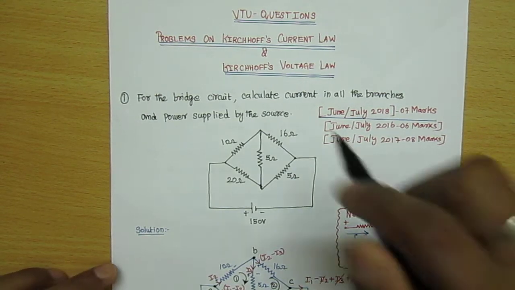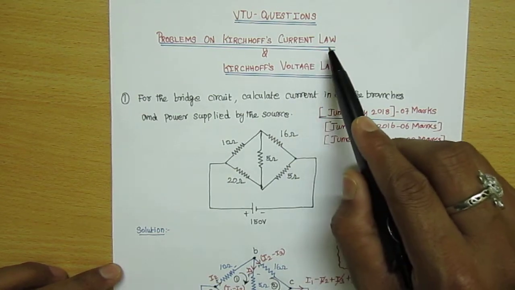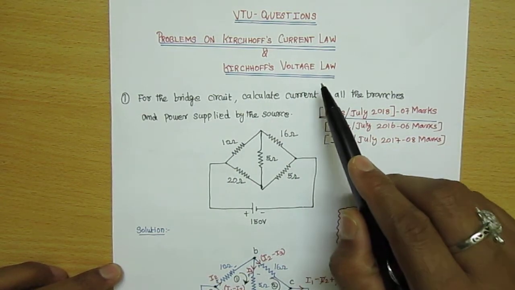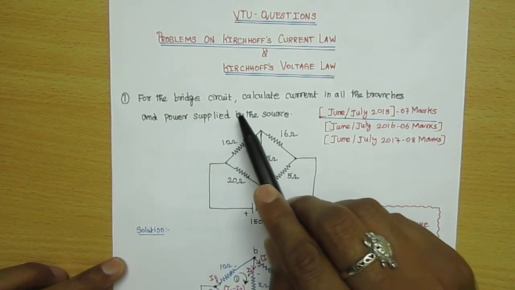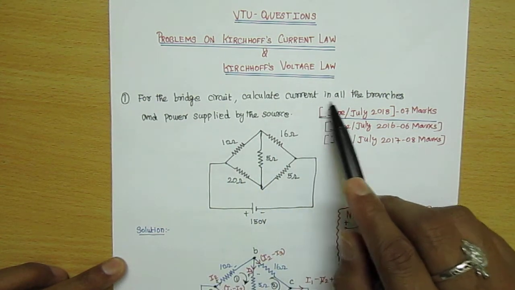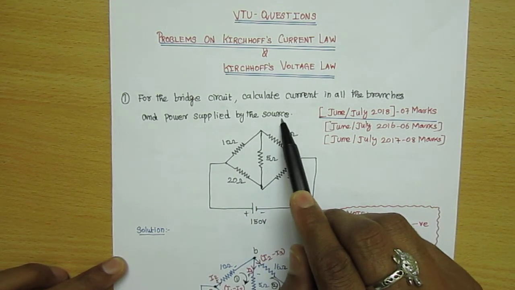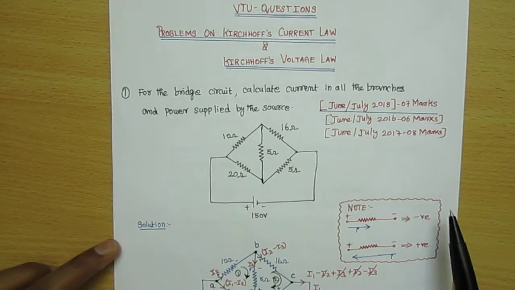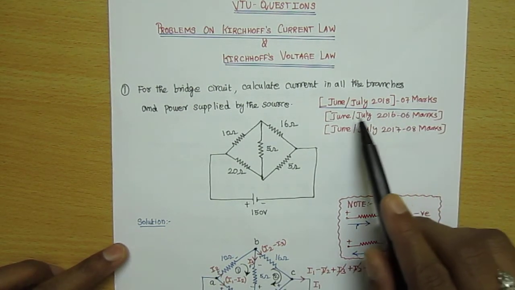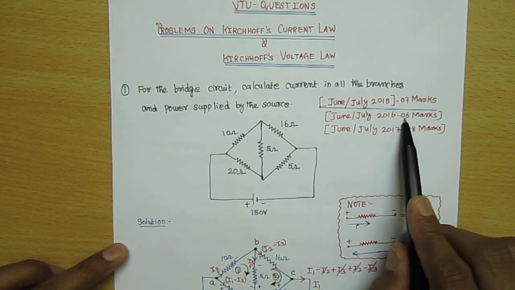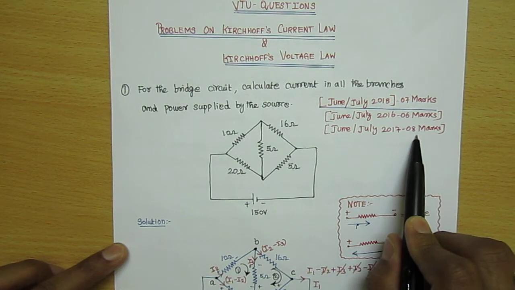Today we are going to discuss VTU questions, problems based on Kirchhoff's current law and Kirchhoff's voltage law. Question number 1: find, for the bridge circuit, the current in all branches and the power supplied by the source. This question was asked in July 2018 for 7 marks, July 2016 for 6 marks, and July 2017 for 8 marks.